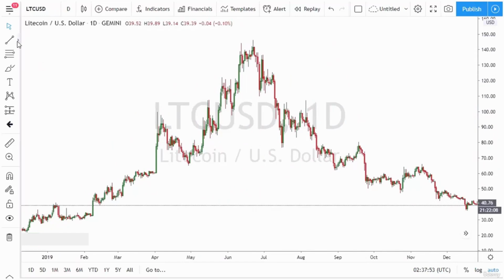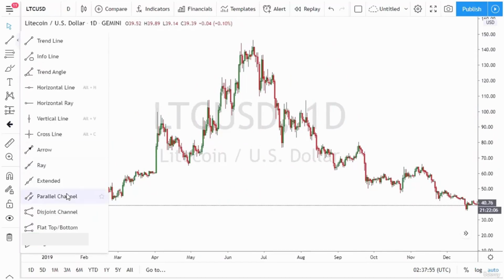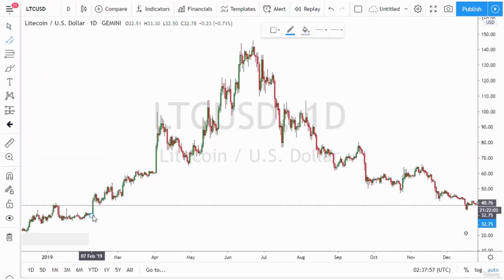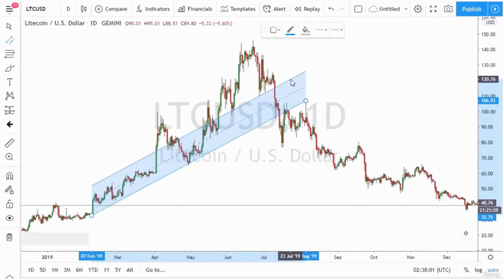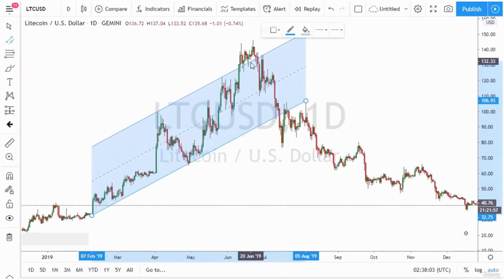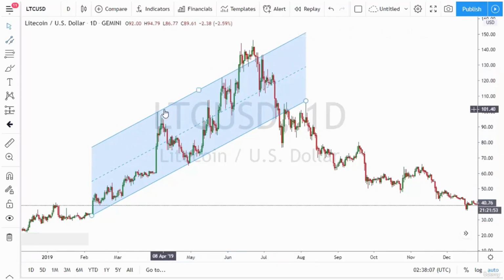Sometimes people like to trade channels, and you can click on parallel channel, and you can draw the same trend line, and then you drag it up. And what you're doing is you're looking for, in this case, you can see where we hit that, actually broke above it, hit it again, and gained back. So there was a little bit of a parallel channel here.